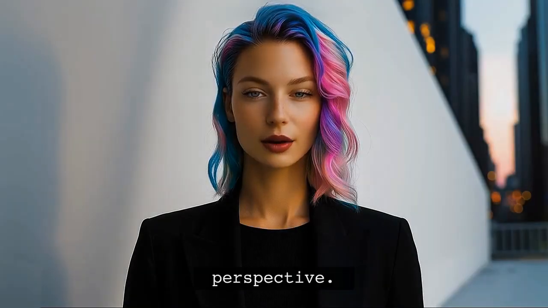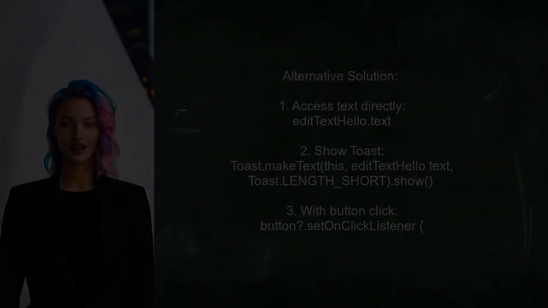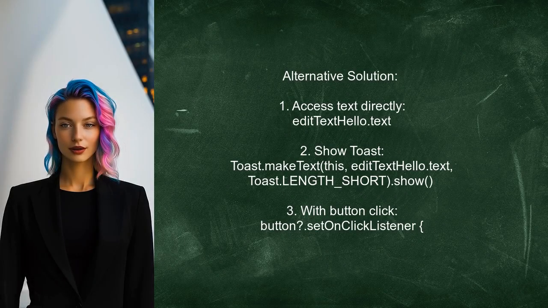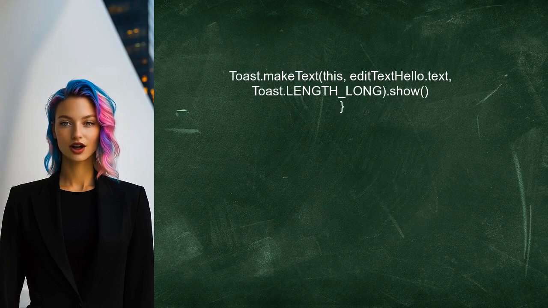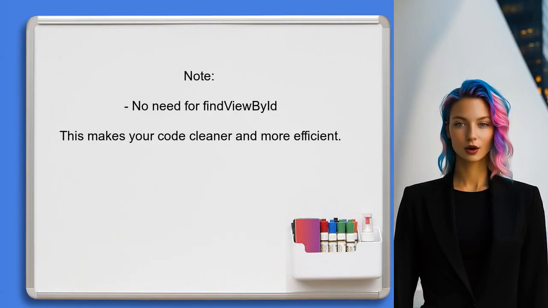Let's see another perspective. An alternative approach suggests that in Kotlin, you can directly access the text property of your EditText. There's no need to use getText or toString. Simply use EditText hello.text to get the text. Additionally, you don't even need to use findViewById for this approach, simplifying your code.